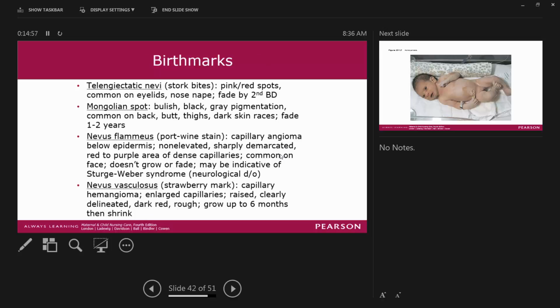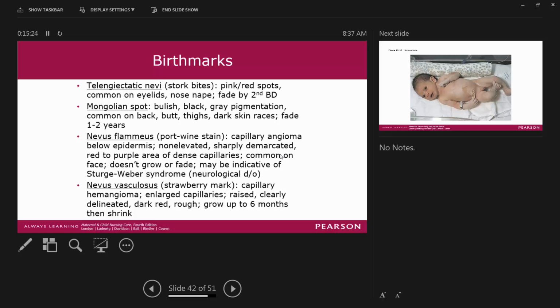All right, now there are some other marks on the baby's skin. These are birthmarks. Telangiectatic nevi, or stork bites. So you've seen little red patches on a baby's neck, or maybe they're on the eyelid or the bridge of the nose, okay? Those are stork bites. Those usually fade unless you're a ginger and they last all your life.